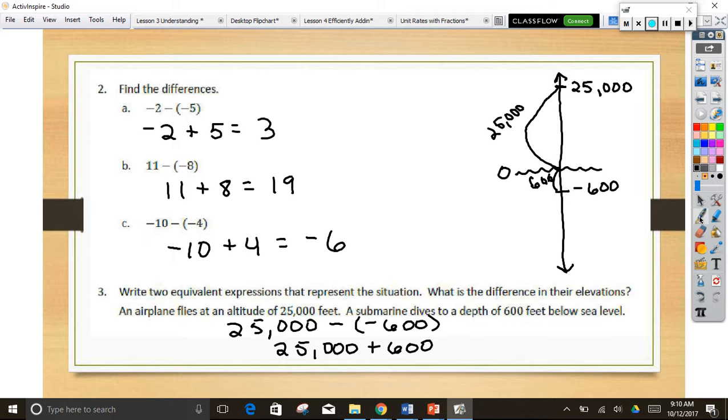All right, we are going to end here, so we will have our exit ticket. Your homework assignment is to complete all of the problem set problems except number 4. You do not need to do number 4, so you can cross off number 4.